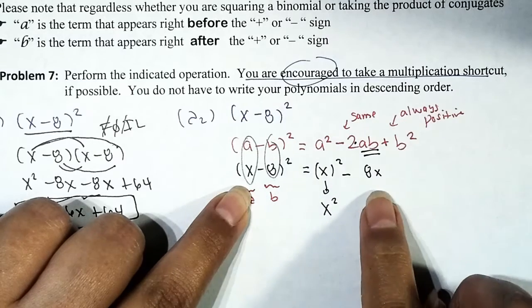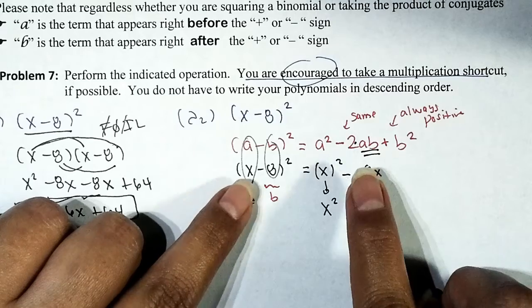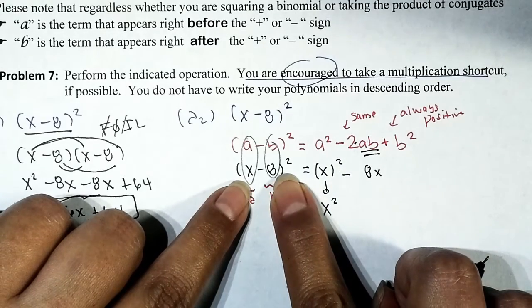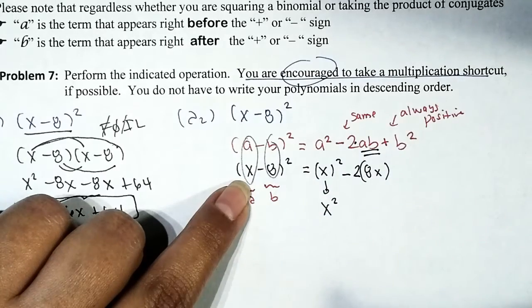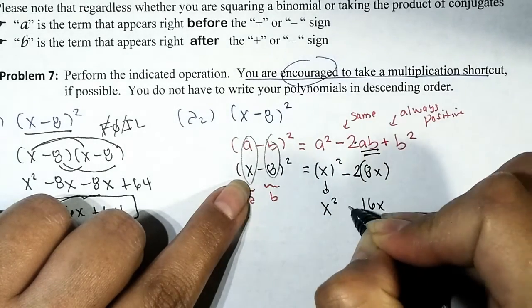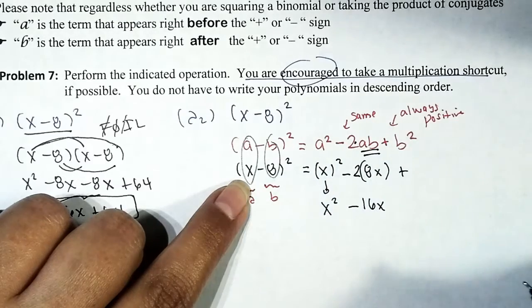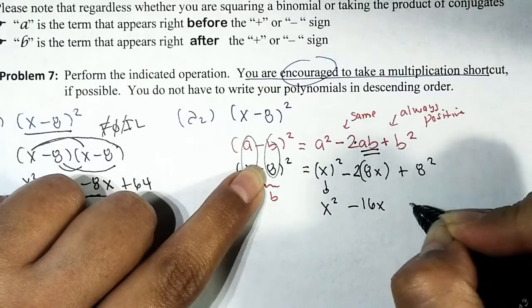Where did that come from? That came from the product of a and b, namely x and 8, which gives us 8x. And then we gotta double it up, or multiply it by 2, and that will give us 16x. Always positive, b squared. The square of 8 will give us 64.